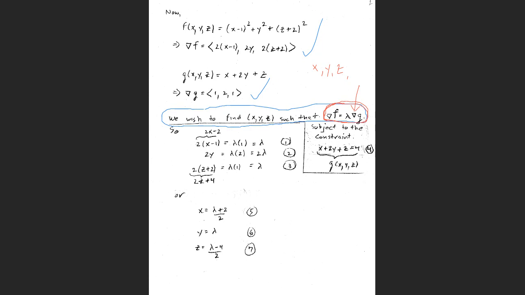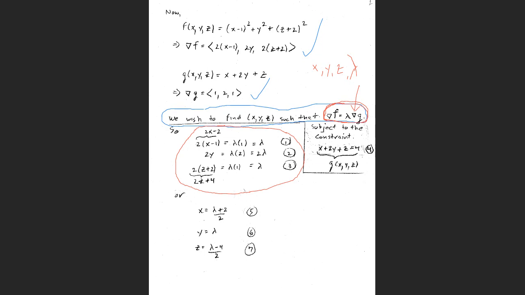X, Y, Z, but also there's a lambda too, right? There's a lambda also. Okay, so if we set the gradient of f equal to lambda times the gradient of g, these are going to be the three equations that we get. But then there's the constraint equation.